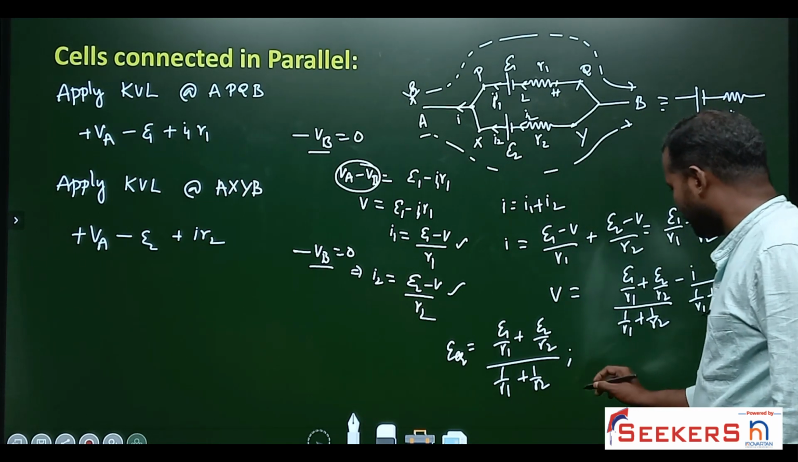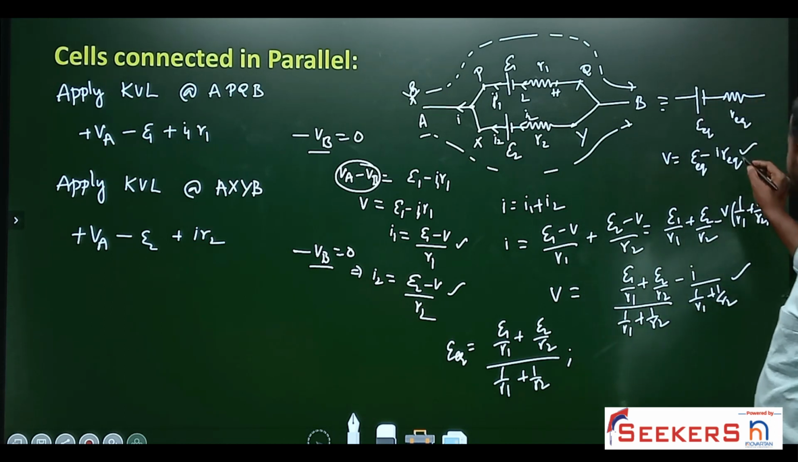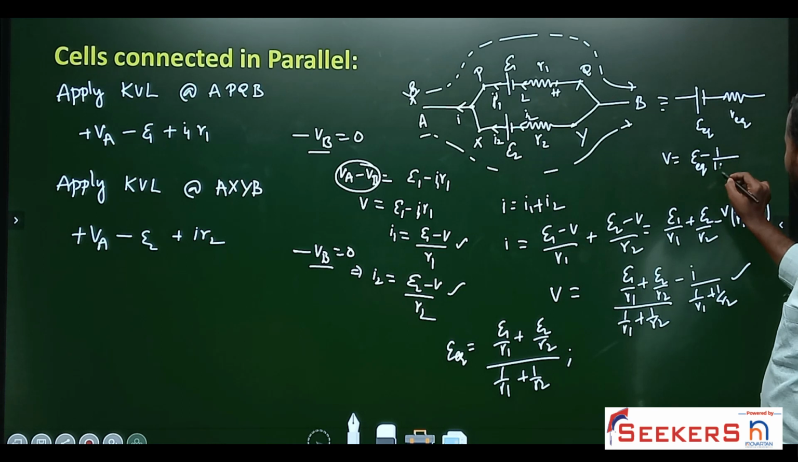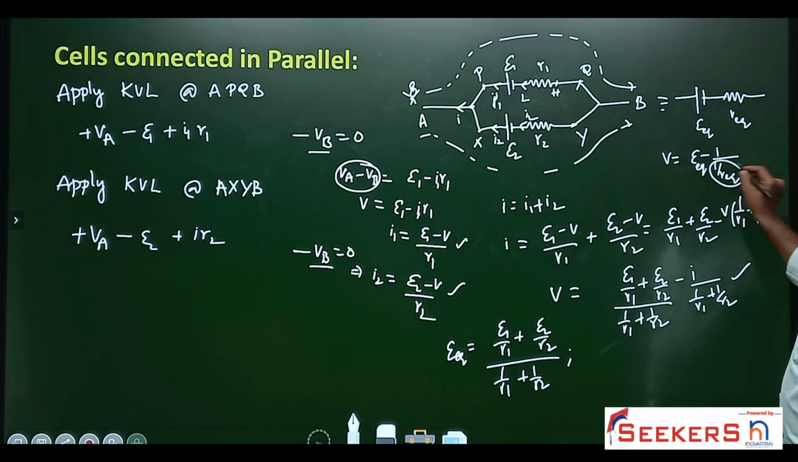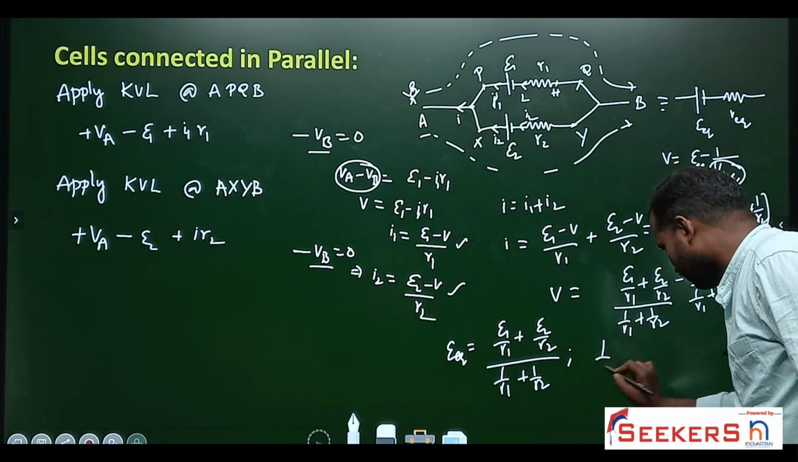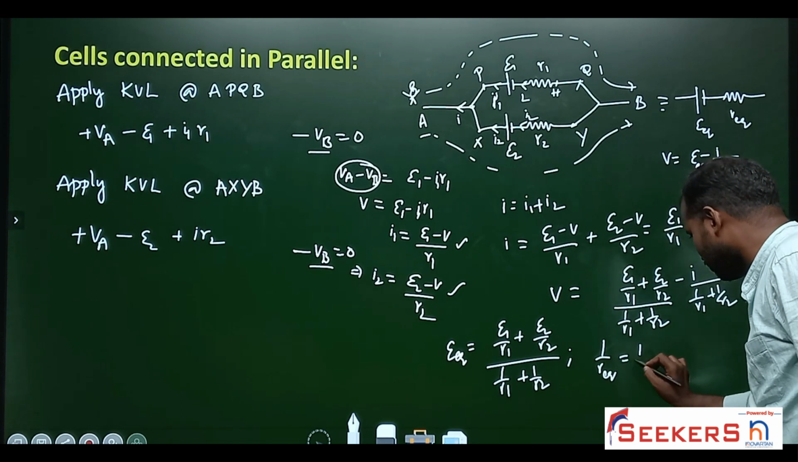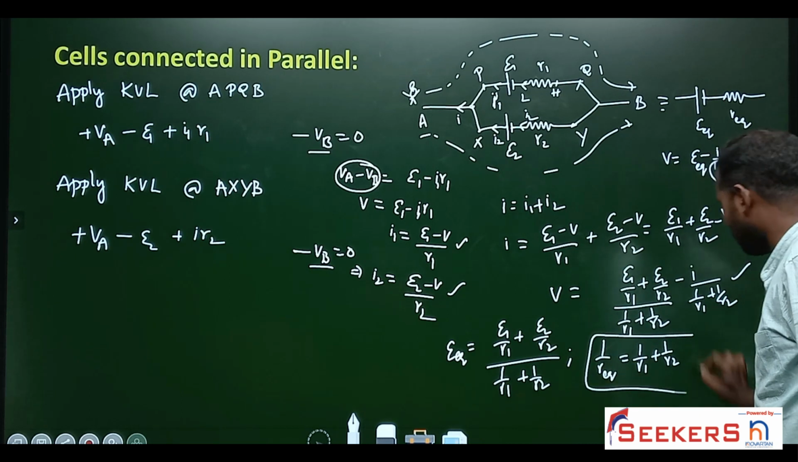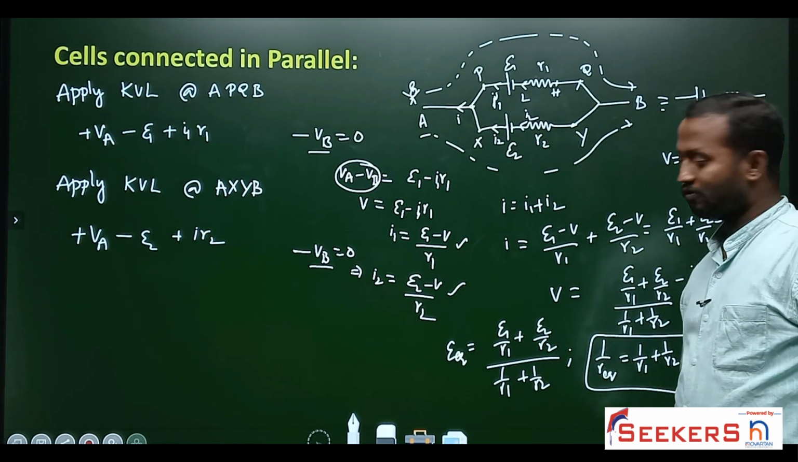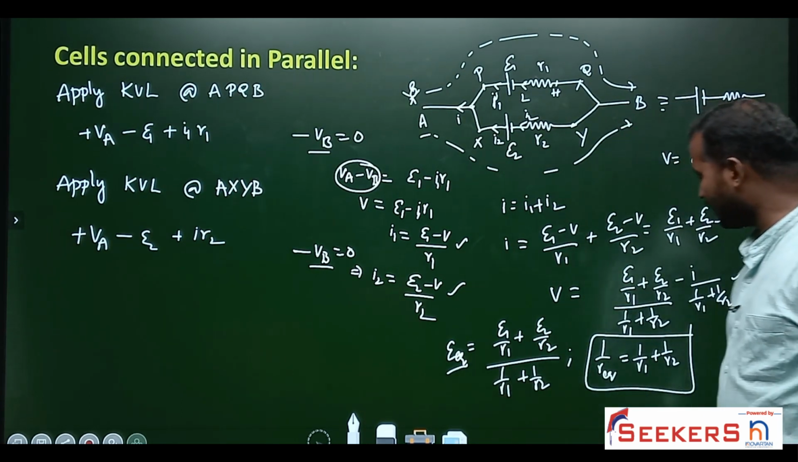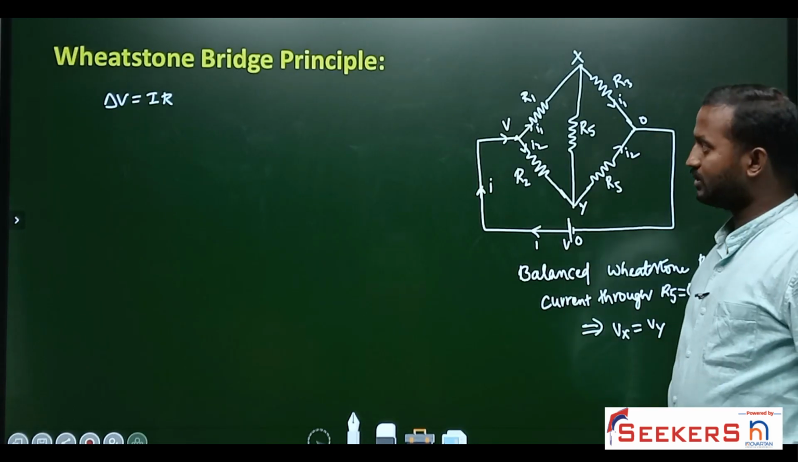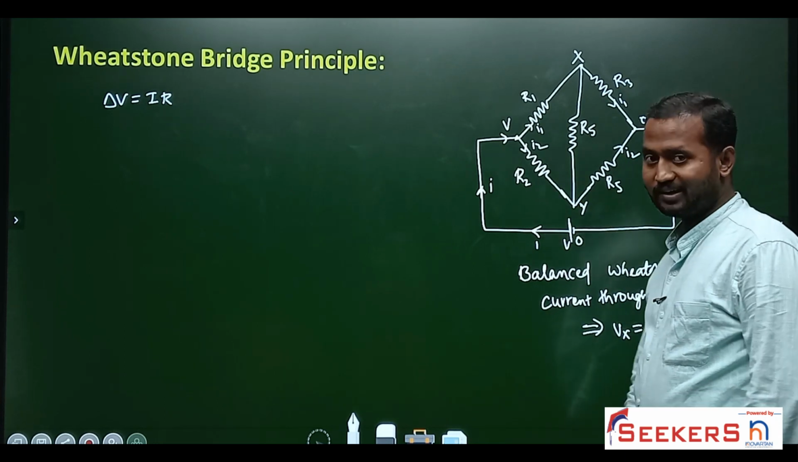So what about 1 by R equivalent? If I compare this with this, I will get 1 by R equivalent is equal to 1 by R1 plus 1 by R2. So this is how you will be finding out the equivalent EMF and equivalent resistance when they are connected in parallel. Okay, let us see the last slide of this current electricity part.